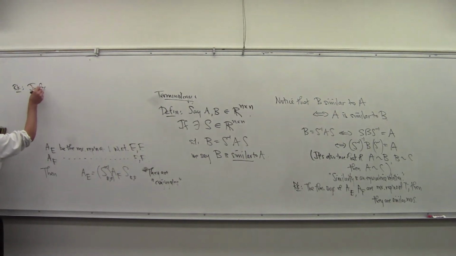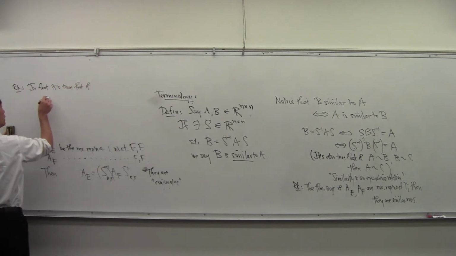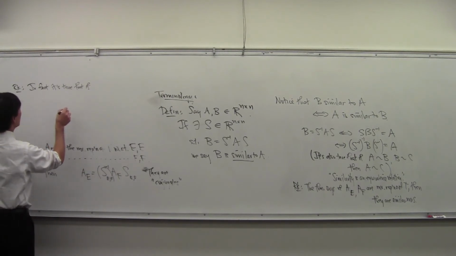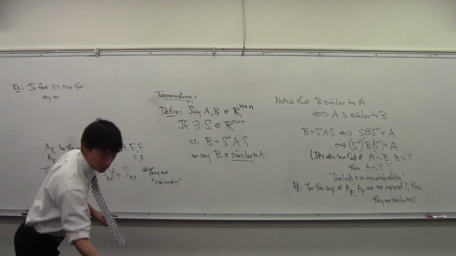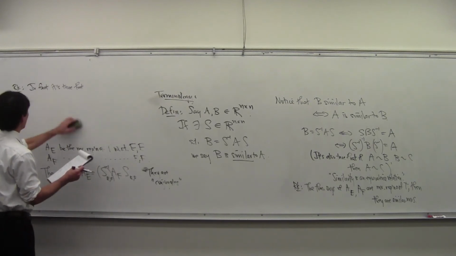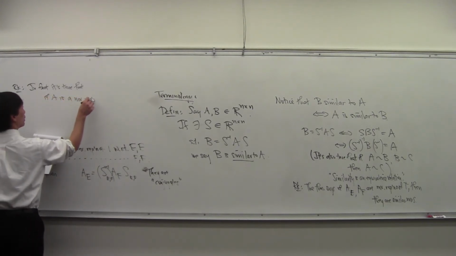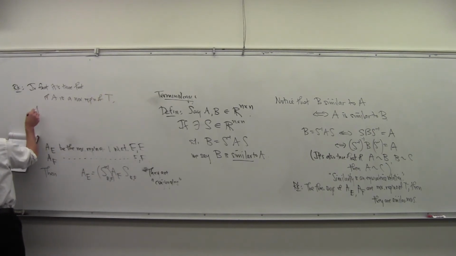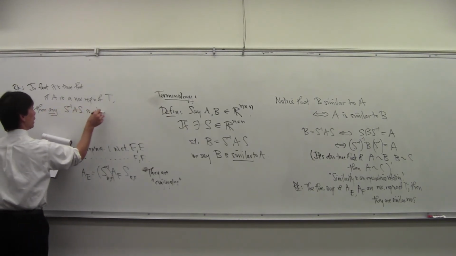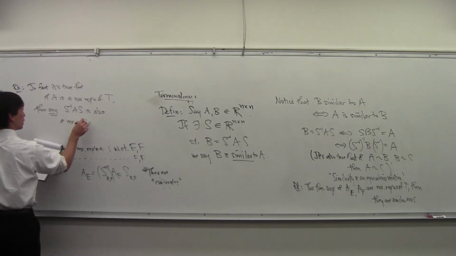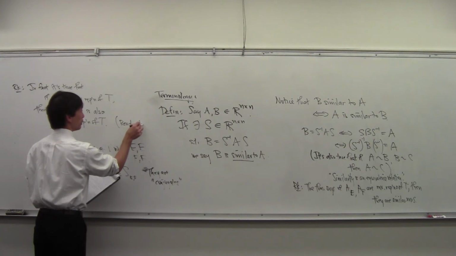In fact, it's true that if A is a matrix representation of T, then any S inverse A S is also a matrix representation of T. Okay, so I'm not going to talk about this. You can read it in the text if you want.